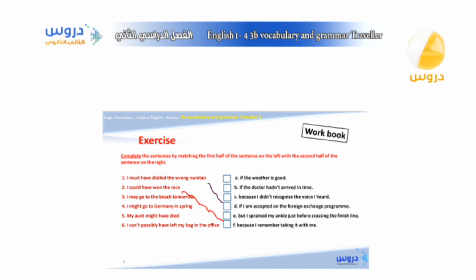4, I might go to Germany in spring. Number 4 goes to D, which is right in front of it. If I am accepted on a foreign exchange program. And now 5, my aunt might have died, if the doctor hadn't arrived in time. So this goes for 5.